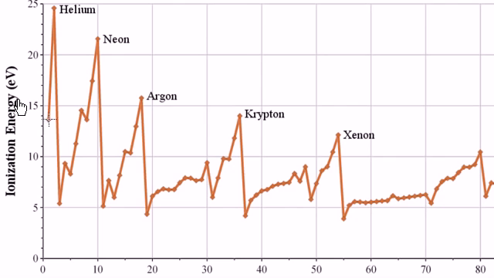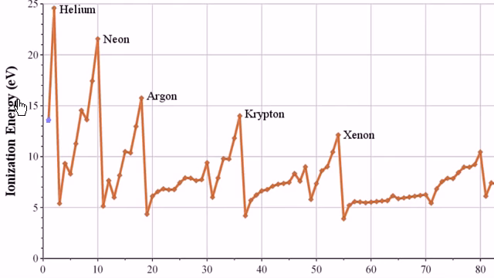So this is hydrogen. Hydrogen's ionization energy is around 13.5 electron volts, right? Which is a unit of energy. It can be converted into joules if you like. But then all of a sudden, helium's a lot more stable. It takes almost double the energy to remove that second electron from helium, because it's so stable.